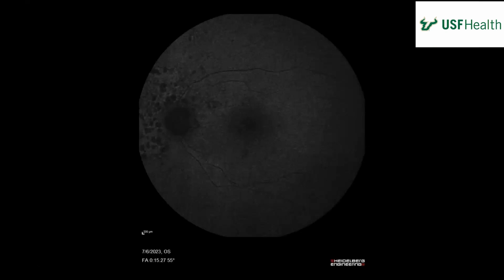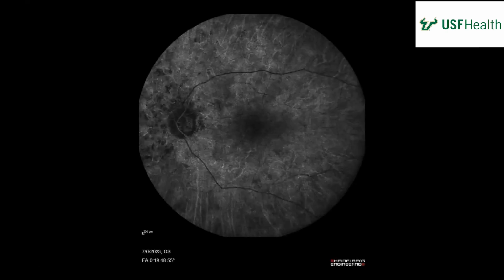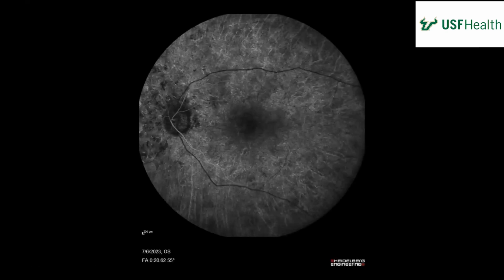Okay, so right here, it's about 15.27, 16.75, 18.34, 19.48, 20.62, and here you can start to see a little bit of the filling there. But that's been several seconds now, almost 4 or 5 seconds. And when does your choroid fill? In the first 8 to 11 seconds or so. So definitely delayed.